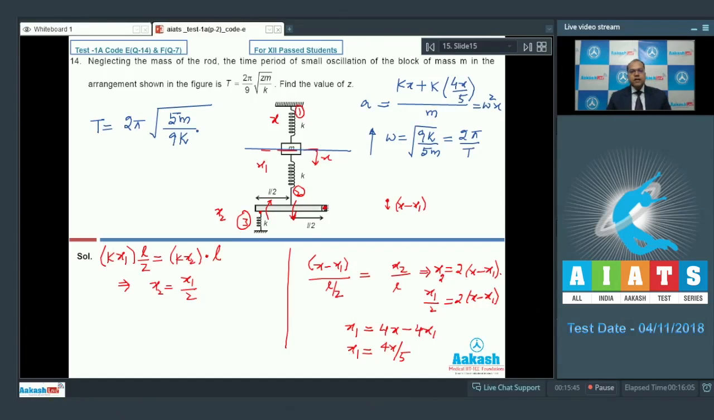So if I see this, the value of T is given. So if I compare with the given value of T, then I have to multiply it by 9 and divide by 9. So this multiplication is within the under root. So it can be written as 2 pi by 9 into under root of 45m by k. So on comparison, the value of z is equal to 45. So the correct answer for question number 14 is 45. Let's move to question number 15.